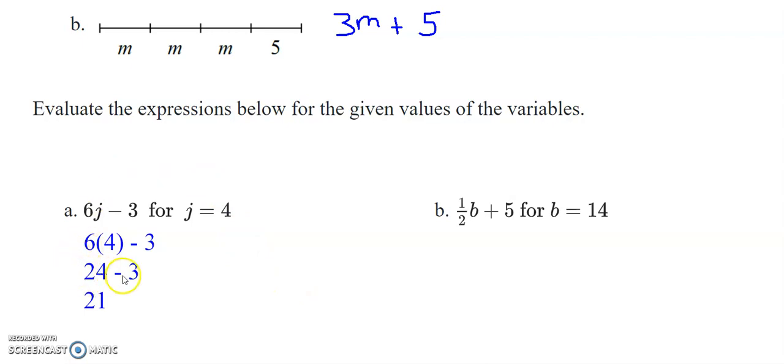So now I have 24 minus 3, and that equals 21. So that's my answer. If we're going to work on this one, we do the same thing. We want to start by rewriting it. We have our 1/2 times our number now, which is 14, plus 5.